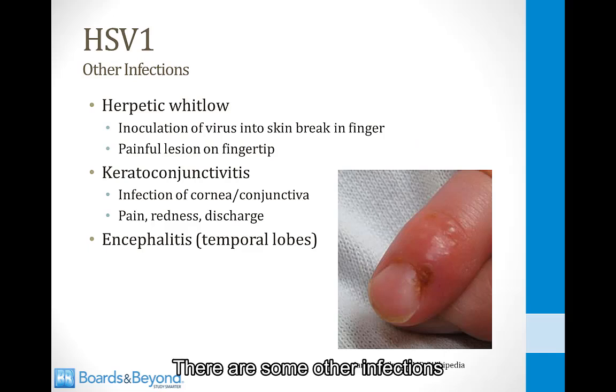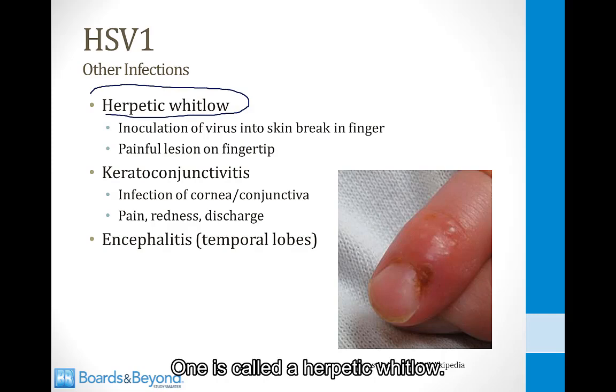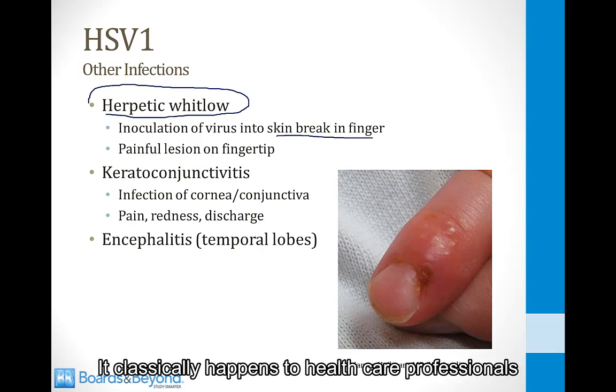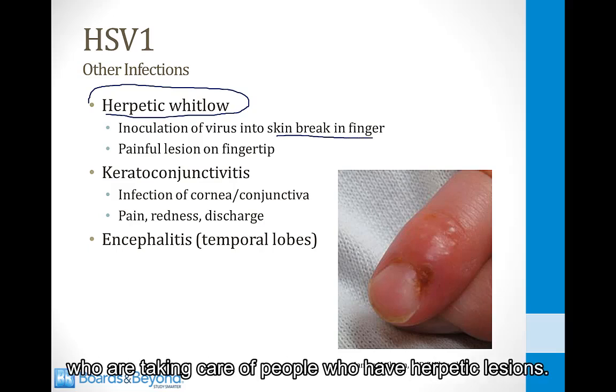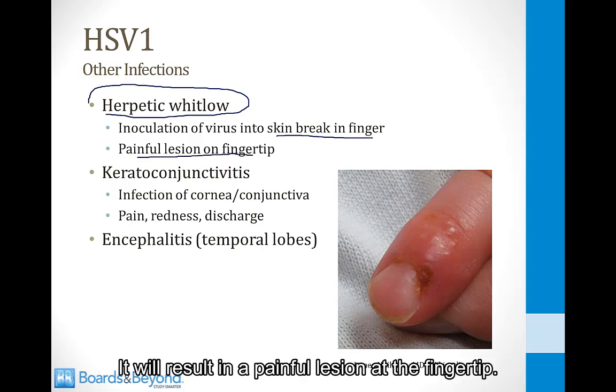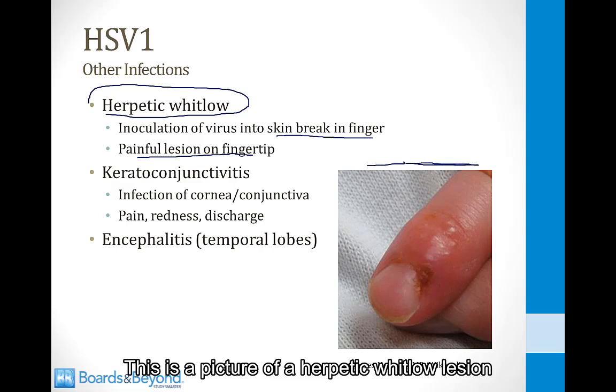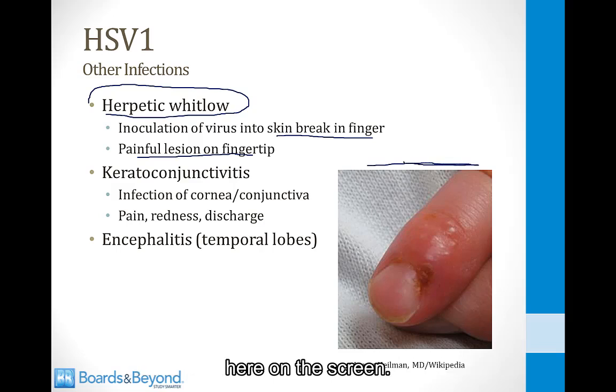There are some other infections that herpes simplex virus 1 can cause. One is called a herpetic whitlow. This is when the virus gets inoculated into a break in the finger. It classically happens to healthcare professionals who are taking care of people who have herpetic lesions. It will result in a painful lesion at the fingertip. This is a picture of a herpetic whitlow lesion here on the screen.